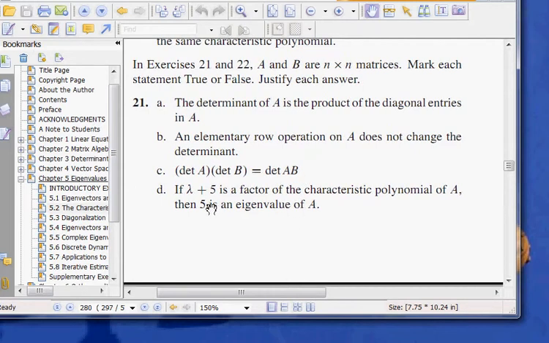If lambda plus 5 is a factor of the characteristic polynomial of A, then 5 is an eigenvalue of A. Well, I don't think there was ever a theorem that said that if lambda plus 5 is a factor of the characteristic polynomial, then this 5 value right here is an eigenvalue of A, okay? So this is flat out wrong. It's false.